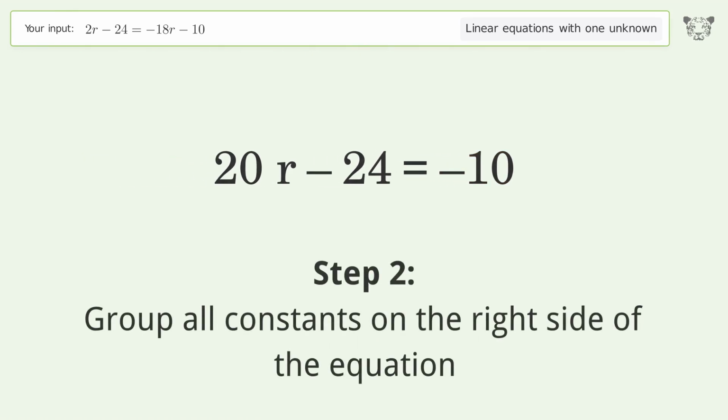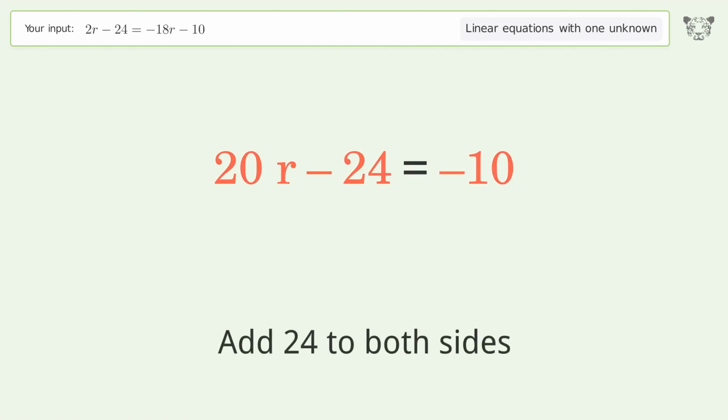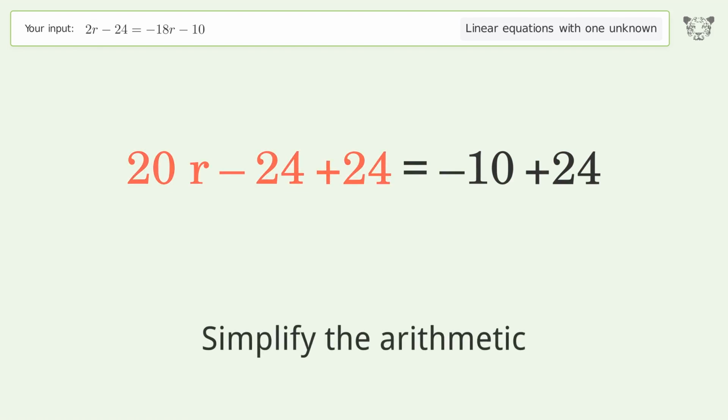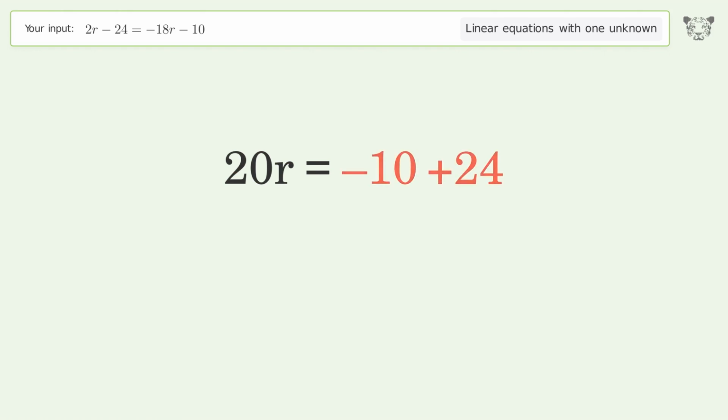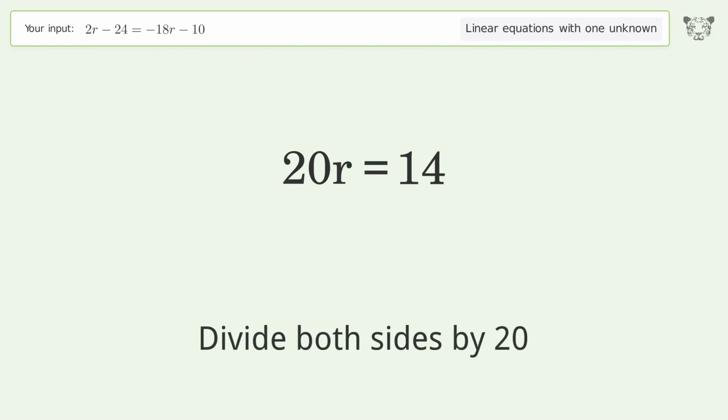Group all constants on the right side of the equation. Add 24 to both sides. Simplify the arithmetic. Isolate the r. Divide both sides by 20.